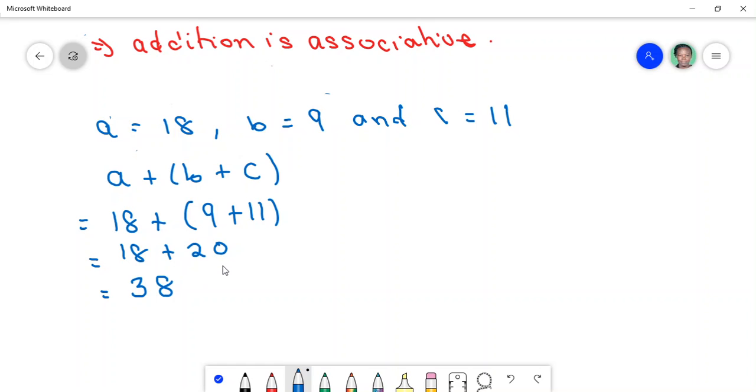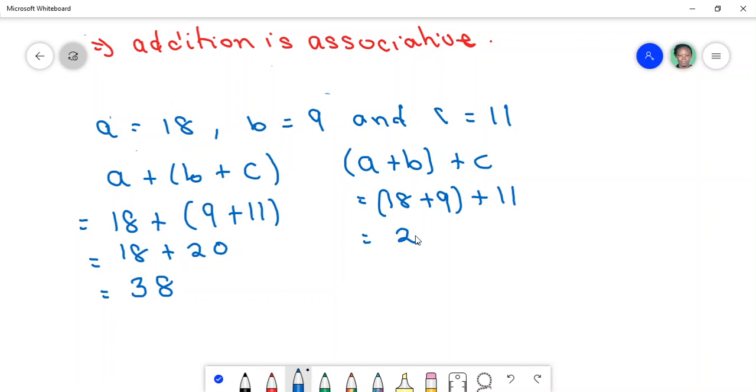So let's look at the other way. I have A plus B plus C. This is equal to what? What is our A? 18 plus 9, plus C, which is 11. What is 18 plus 9? 27, plus 11. So if you add, what do you have? 38. So you realize that this is equal to that.